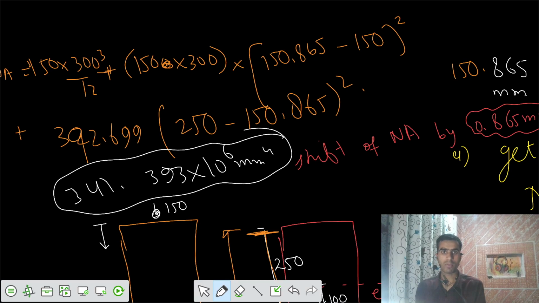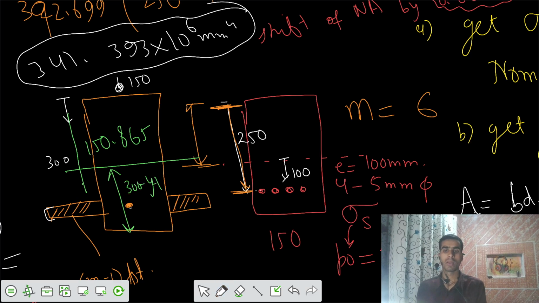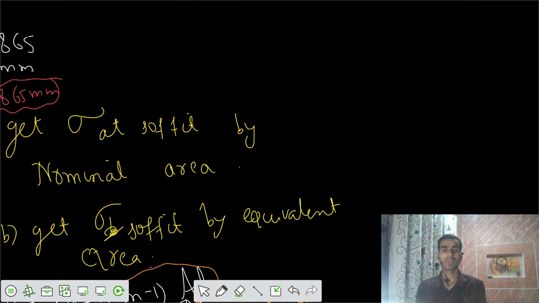Once I have this value of I, I can get the values of y top and y bottom for this section. The value of y top we have calculated as 150.865. That means y bottom would be 300 minus y top. So let's go for the values of those stresses.